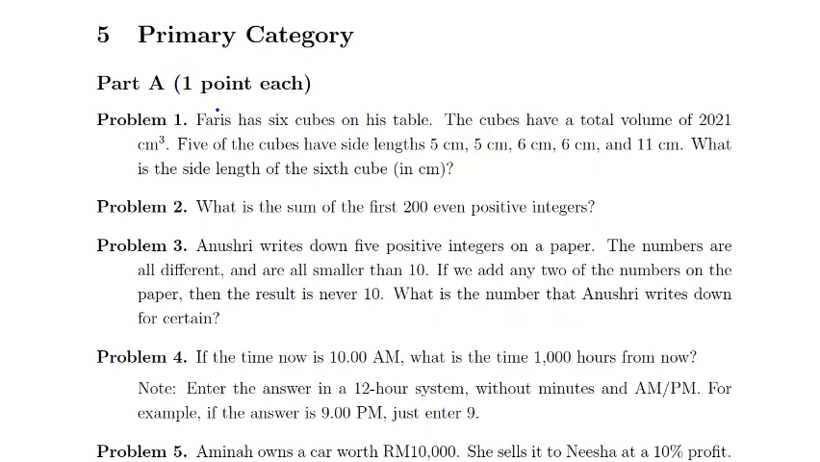Primary category, part A, problem number 1. Faris has 6 cubes on his table. The cubes have a total volume of 2021 centimeter cubed. 5 of the cubes have side lengths 5 centimeters, 5 centimeters, 6 centimeters, 6 centimeters, and 11 centimeters. What is the side length of the 6th cube in centimeters?